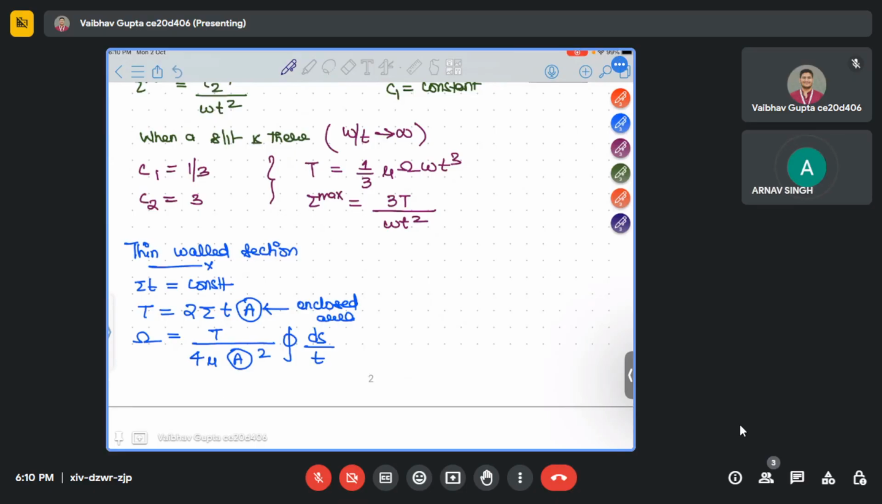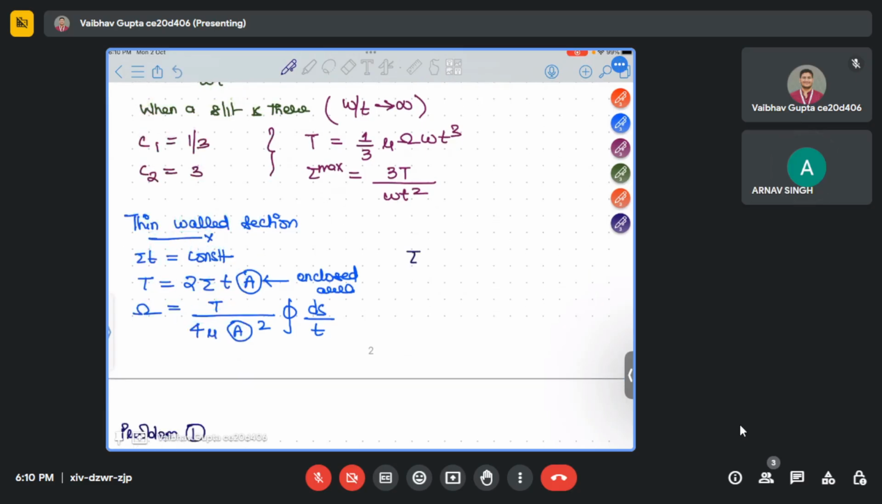If you check by dimension, tau is Newton per mm square, thickness will be in mm and area will be in mm square. So mm square will cancel, and T will come out to be Newton mm. If you check by dimensions, what is the unit of moment? It is Newton meter or Newton mm. So it cannot be a square.